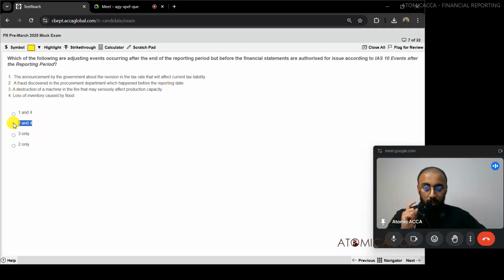So in that case, it's either 2 and 4 or it's only 2. That means 3 is anyways out. So we can just read the fourth one. Loss of inventory caused by flood. Now, flood is a new event that is happening post year end. It's nothing related to the previous year end. So that is anyways a new event. Fourth one is also out. So with that being said, 2 only will be our answer. Let's just read what is the third one. Destruction of a machine in the fire that may seriously affect the production capacity. Again, fire is a new thing that happened post year end. Nothing existed at the reporting period. So again, that will not be considered. So it's only 2, that is the option over here.